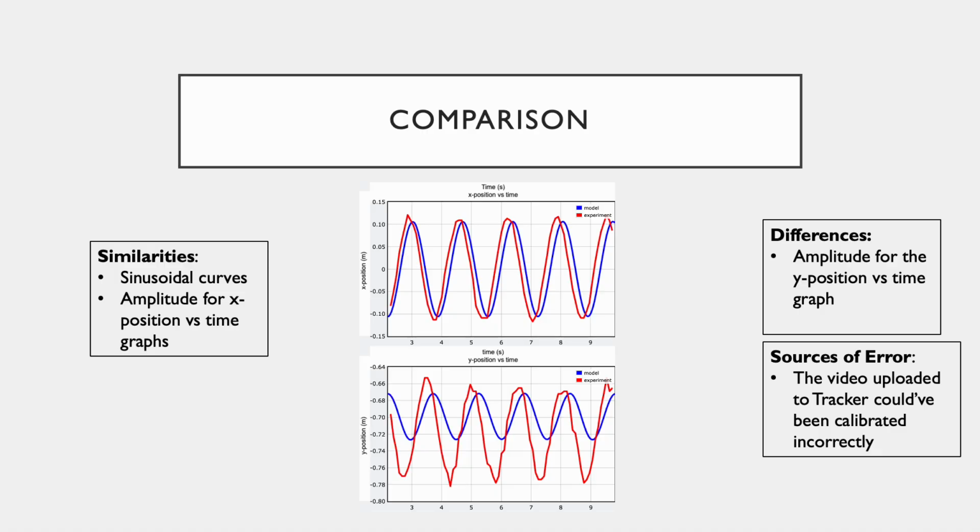Now moving on to comparison. The two graphs were similar in terms of having sinusoidal curves and having about the same amplitude for the X position versus time graphs. The main difference comes from the Y position versus time graphs. A source of error that could have led to these differences is the possibility that the video uploaded into Tracker was calibrated incorrectly, which led to incorrect measurements of Y position, thus accounting for the exaggerated amplitude of the experimental Y position versus time graph.